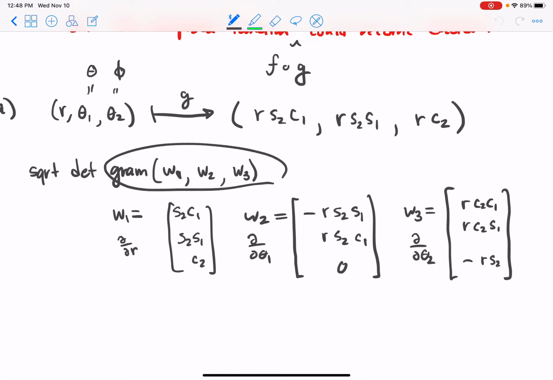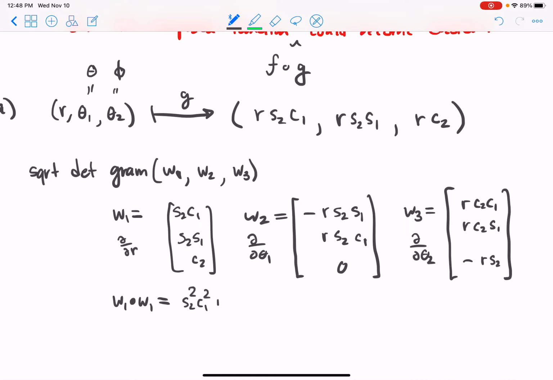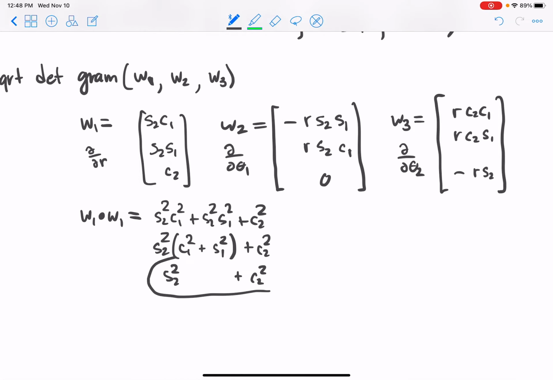Okay, so now we compute the Gram matrix. Well, that means we compute some dot products. W1 dot itself will be S2 squared C1 squared plus S2 squared S1 squared plus C2 squared. Factor out the S2 squared, leaving a C1 squared plus S1 squared, but that is 1. And again, we now have an S2 squared plus C2 squared, which is again 1. So the answer here is 1 for that dot product.